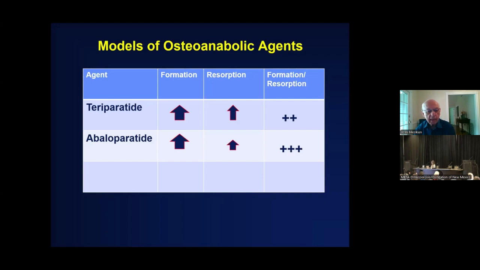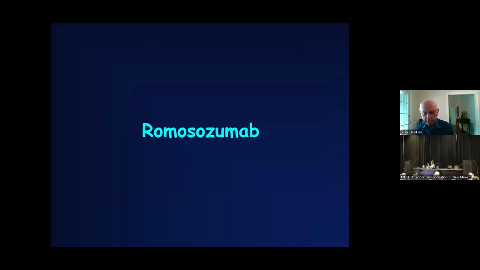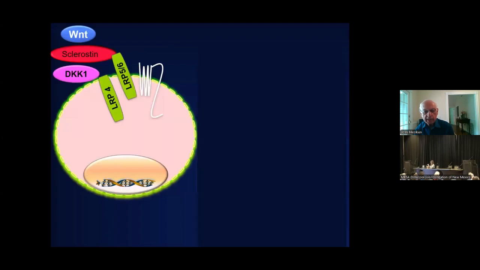Thanks, Lynn. Okay, so here's this table we're filling out, teriparatide versus abaloparatide. I gave them both big arrows for formation, a smaller arrow for abaloparatide affecting bone resorption, and thus I gave an extra plus for abalo in terms of the ratio of bone formation to bone resorption. So romosozumab, that is the other osteoanabolic that's available now.